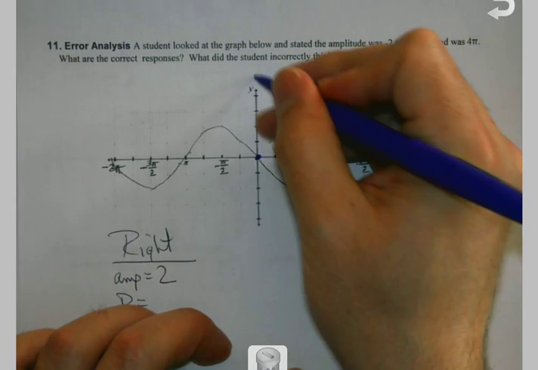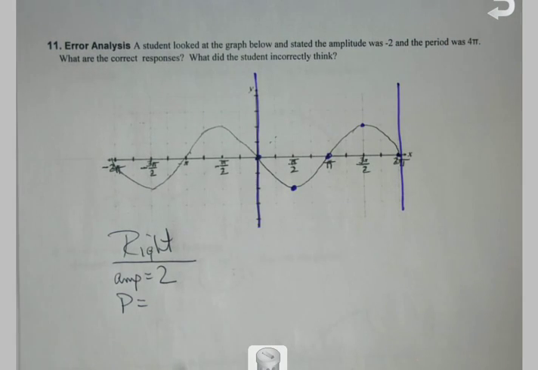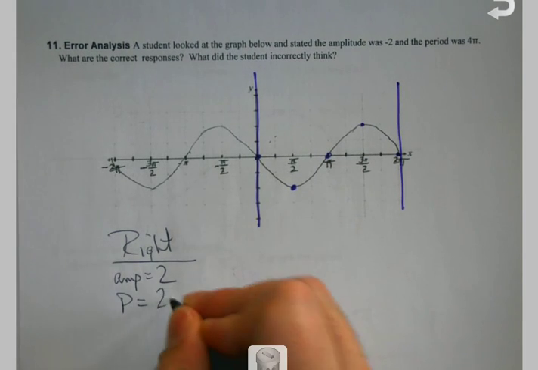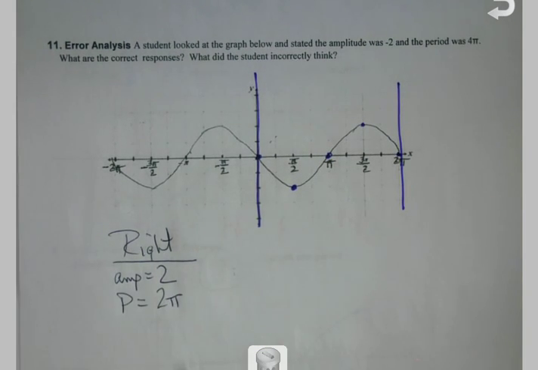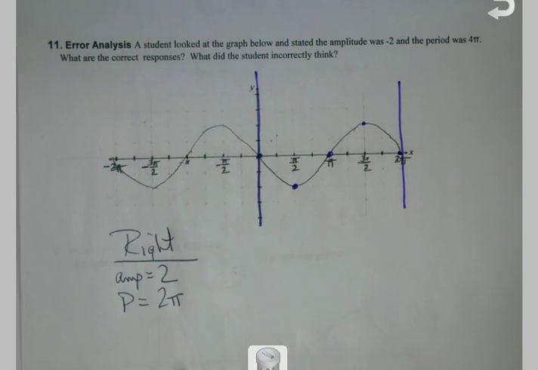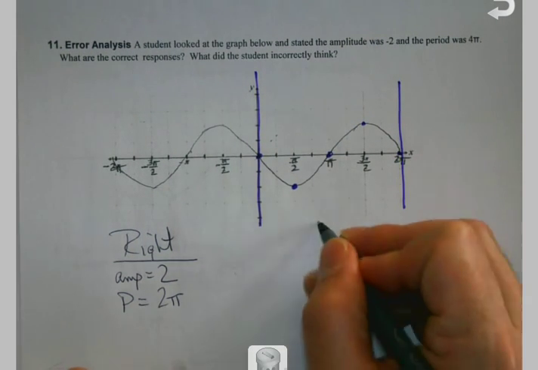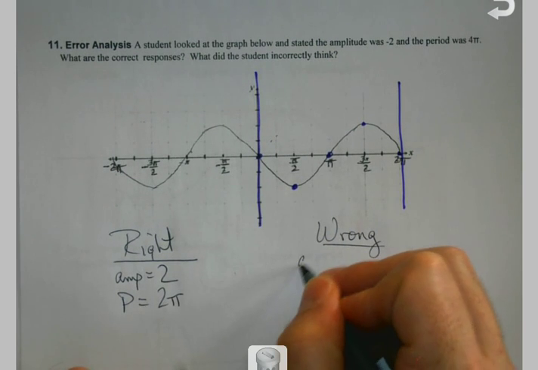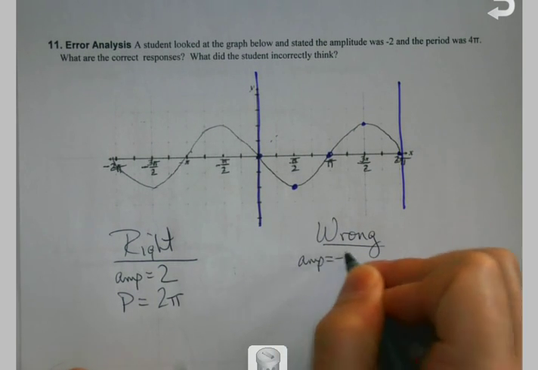Here, there is a period. So how far did I go? I went from 0 to 2 pi. So my period is 2 pi. I had 2 cycles go on through here, because there's another cycle over here, but that also has a period of 2 pi. So now, on the wrong side, they thought the amplitude was -2.